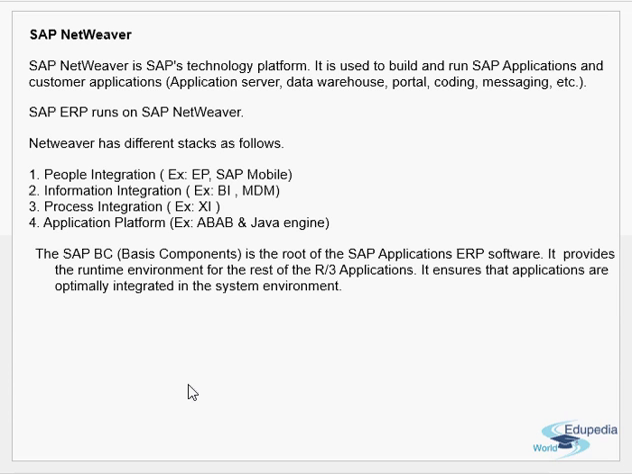Now SAP NetWeaver has different stacks like people integration, information integration, process integration, application platform. This NetWeaver has different components: people integration means enterprise portal and SAP mobile. Information integration is BI, business intelligence, and master data management. The process integration is XI. Next we have application platform like ABAP and Java engine.